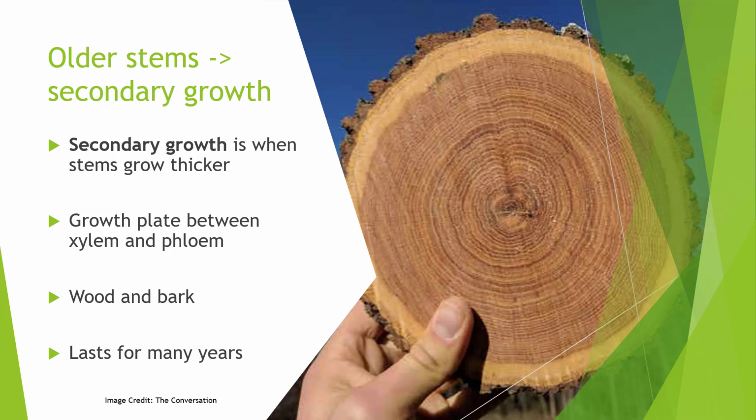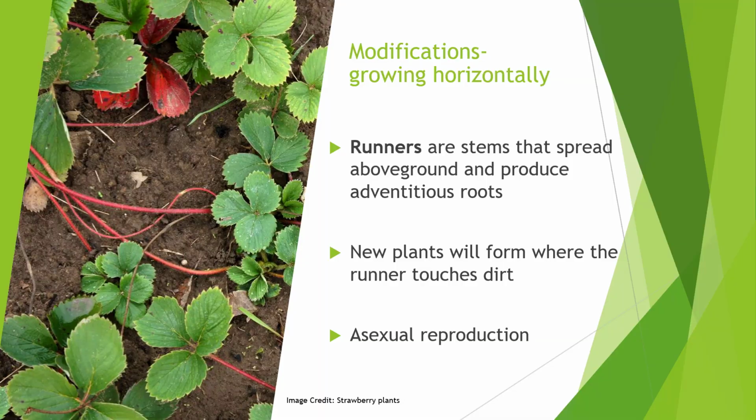Now, on the other side of that cambium growth plate, you're going to have new phloem cells, and they're going to be transporting sugars and water and other things that the plant needs. And as they grow older, if they die, they're going to turn into the bark. So the bark is going to be your old phloem cells. And often those are going to just fall off as the bark gets abraded. Now, secondary growth is made to last for many years, as you can see by the rings in this tree.